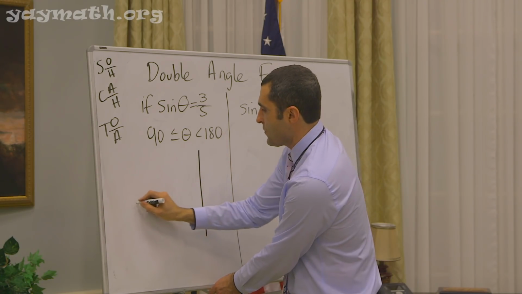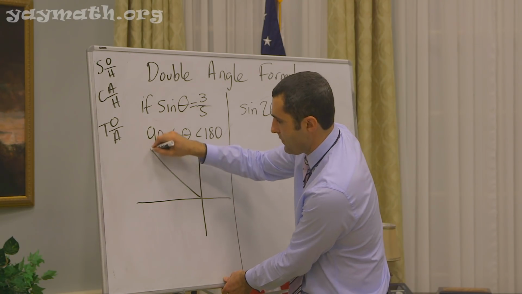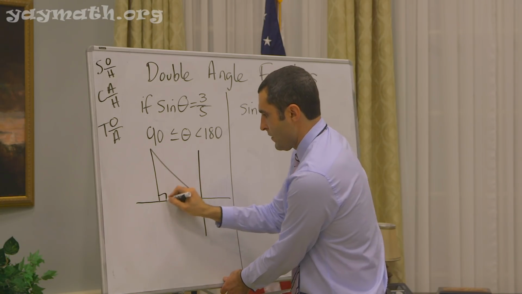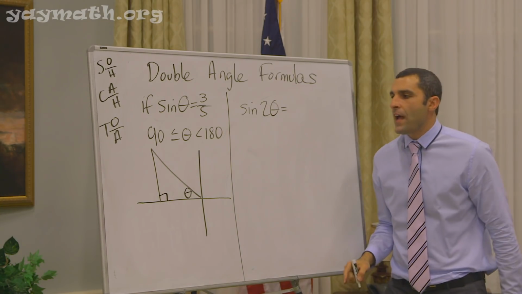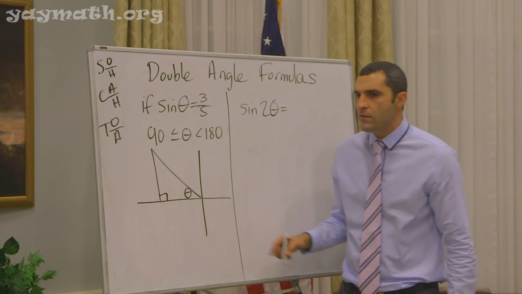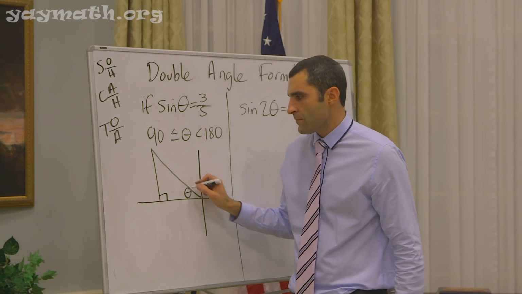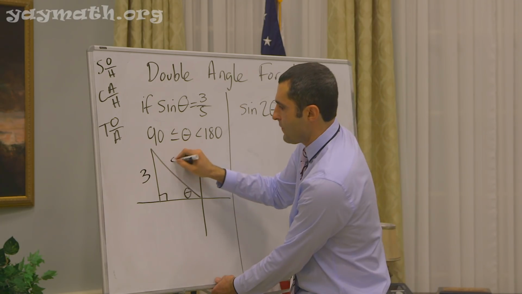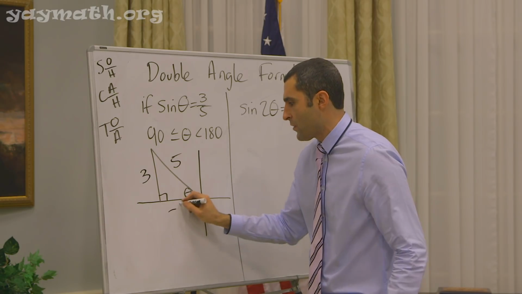If we're in quadrant 2, we're over here. Sine of the angle is 3 over 5. Where does the 3 go? Where does the 5 go? The 3 is opposite. The 5 is the hypotenuse. Very good. It's a 3, 4, 5 triangle, and the 4 is negative because we're to the left.